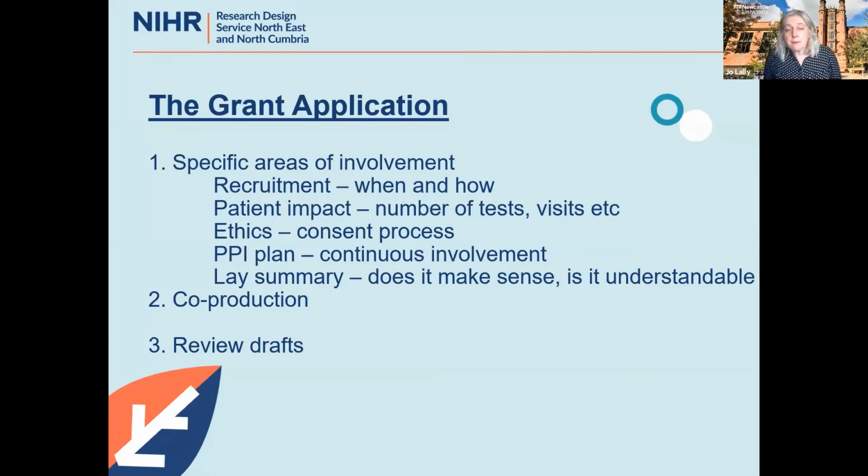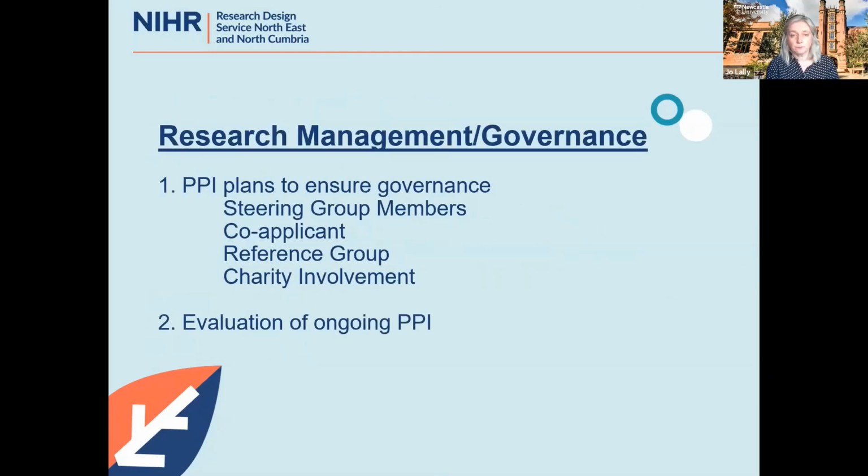So you might involve your public members in co-producing your application or to review the current drafts. So there's lots of ways they can be involved in the actual application process. Your public members could form part of your research management or research governance. You could invite them onto your steering group. They become a co-applicant. Quite often they become part of a reference group where you can keep going back to them and asking for their input. They can also be involved in the evaluation of ongoing PPI. So you'll see that the types of involvement that they have and the opportunities of involvement are countless.